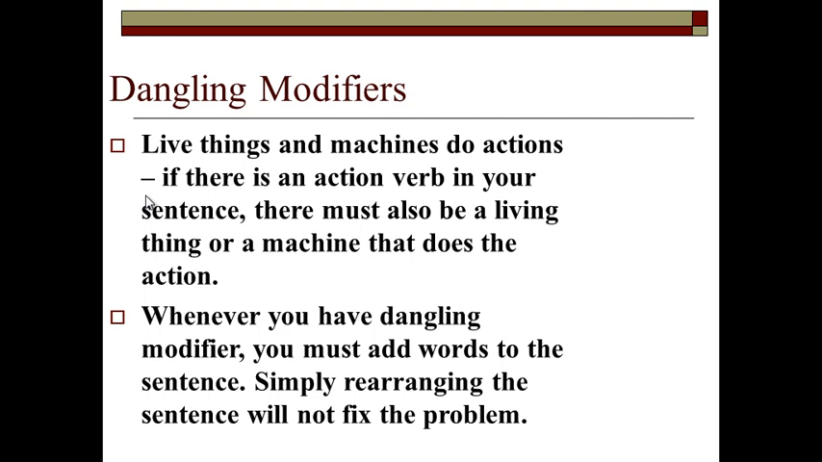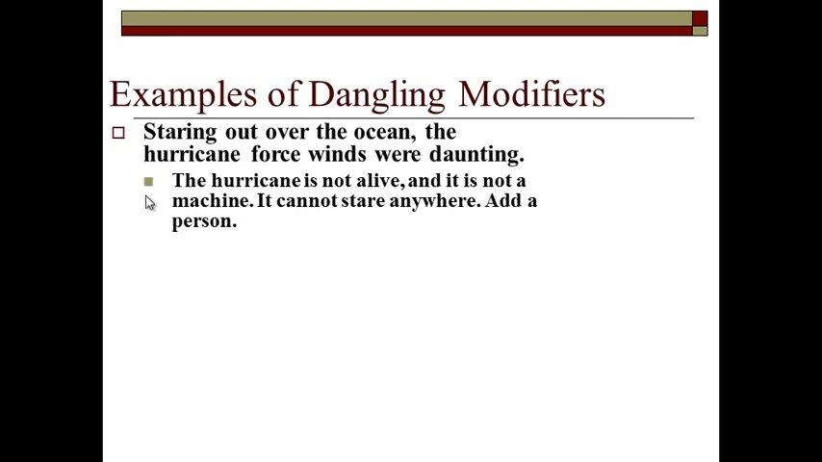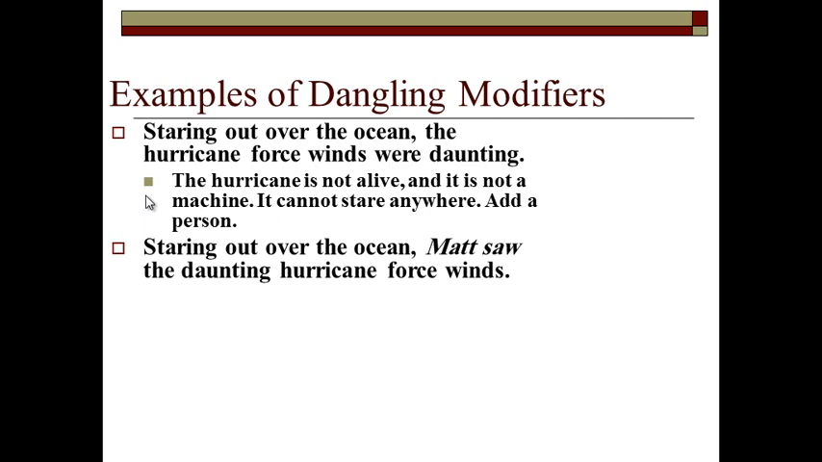Examples of dangling modifiers we have here, for example: staring out over the ocean, the hurricane-force winds were daunting. It can be read as if the hurricane is staring out over the ocean. The hurricane is not alive and it's not a machine. It cannot stare anywhere. You must add a person. You can put he or she or I. Okay, staring out over the ocean, Matt saw the daunting hurricane-force winds.